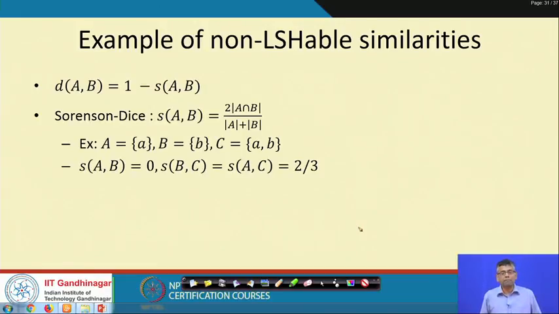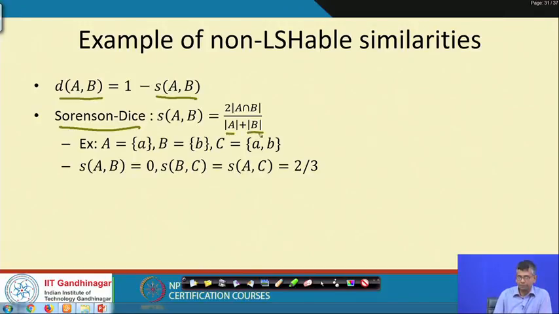So, let us look at some examples of non-LSHable similarities, right. Here we will define a similarity and then we will look at the corresponding distance function to be 1 minus S A B. A popular one is Sorensen dice. S A B is 2 times A intersection B divided by cardinality of A plus cardinality of B. So, if you take A equal to just the element A, B equal to just the element B, C equal to just the element AB, you can easily see that S A B is 0 and S B C and S A C are both 2/3, right.